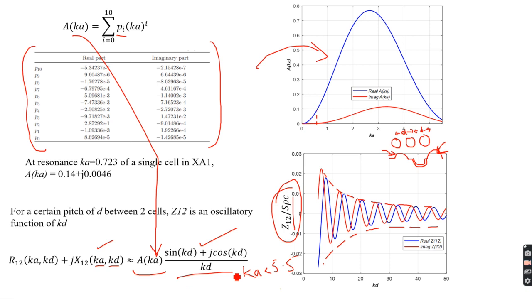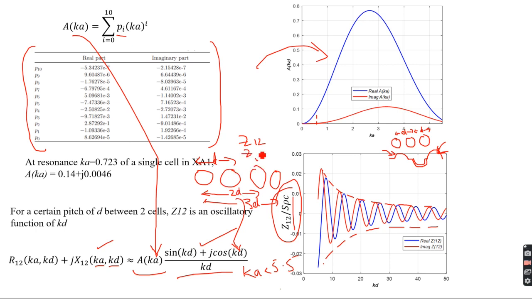So the idea is, if you have the distance d between two cells, you can calculate Z12. But what if you have a third? If I add a third element with the same pitch, then this distance is 2d. So all you have to do is put the distance as 2d. Or if you have a fourth cell, then the distance is 3d from the first cell.